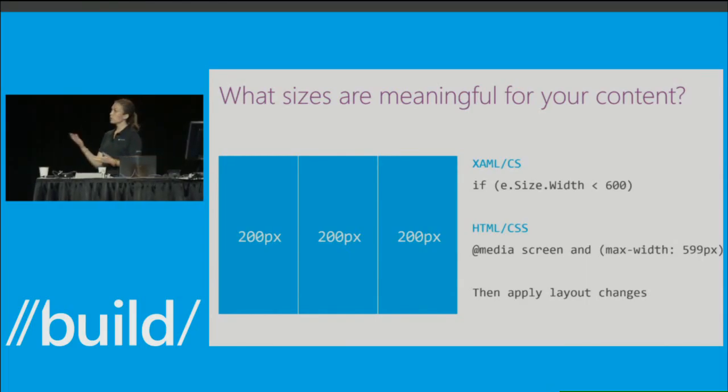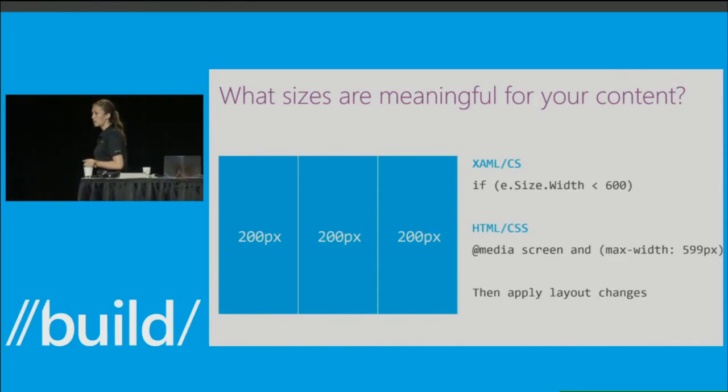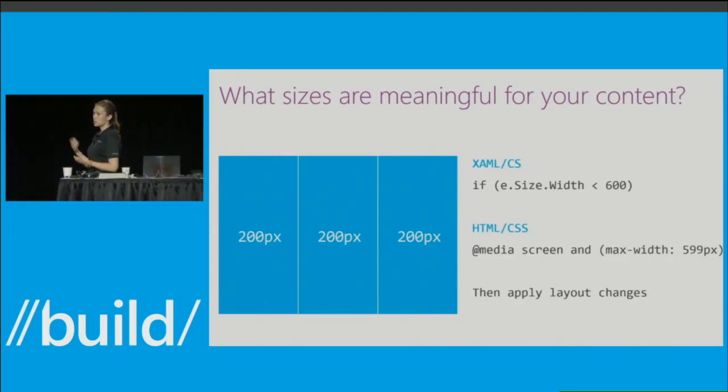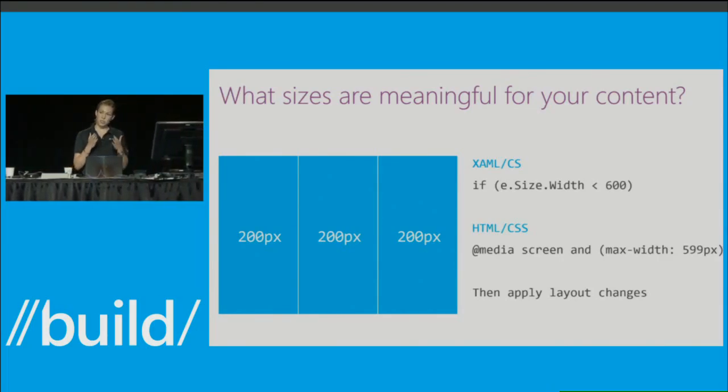So for you, your code might be based on a width of 600 pixels or less in either XAML or CSS, and then you'd apply layout changes like moving to a 1 to 2 column layout, reducing one of those columns to icons if that's an option. That's what Mail did, and things like that. So it's not just about that 500 pixel width, it's about what size is most meaningful for your content, and what size do you need on screen to show your content.